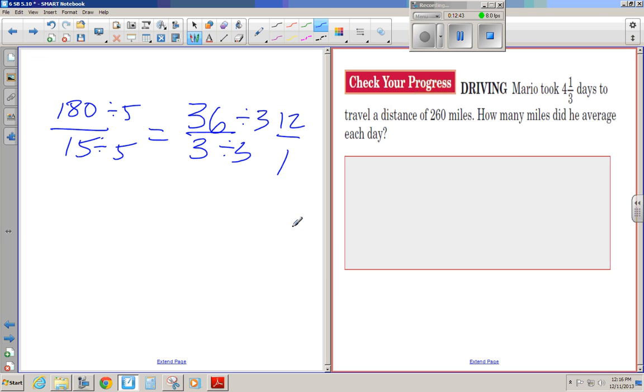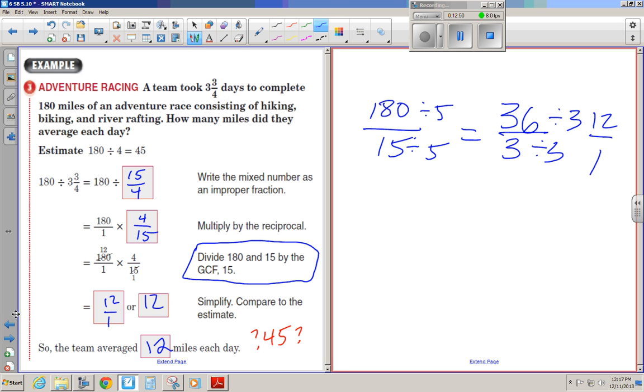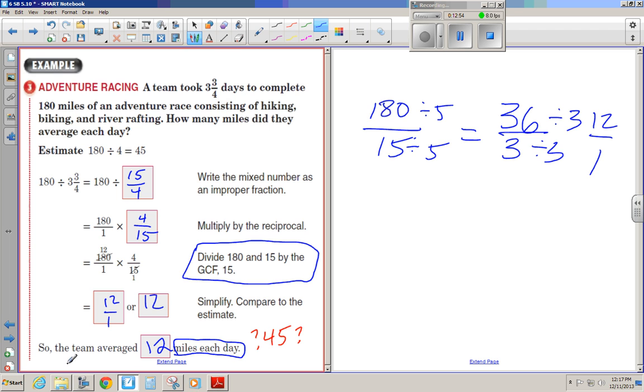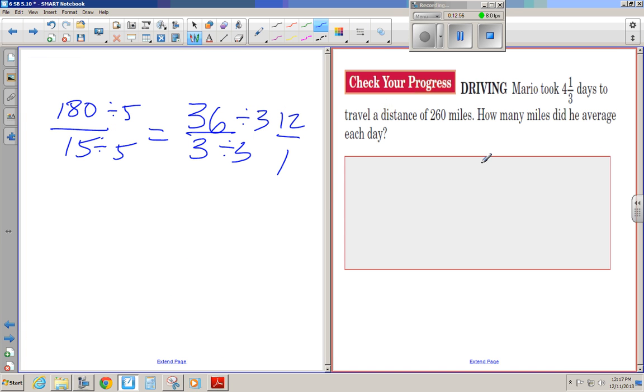All right, here's another. Mario took 4 1/3 days to travel this amount of distance. Oh, I'm sorry, we didn't even put the units, did we? 12, oh, it's here for us. Miles each day are the units. This one asks, how many miles did he average? Miles. Okay. Well, this many days, this many miles. 260 divided by 4 1/3.